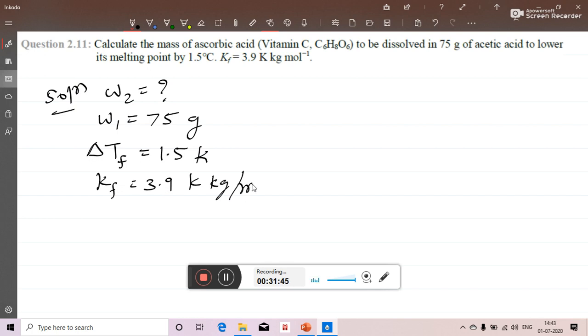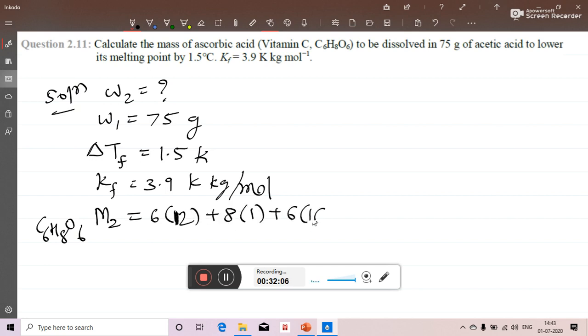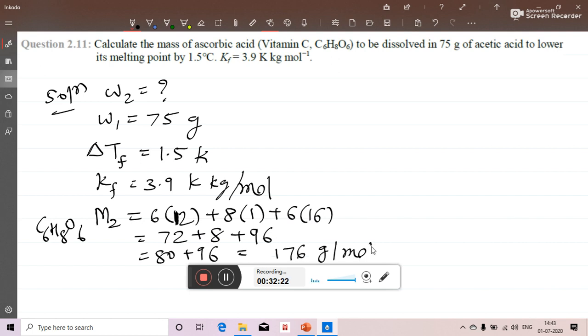We have to find out mass of ascorbic acid and molar mass of ascorbic acid. So formula is C6H8O6. So it will be 6 times 12 plus 8 times 1 plus 6 times 16. So it is equal to 72 plus 8 plus 96. So that is equal to 80 plus 96. So that is equal to 176 gram per mole. So that is the molar mass of ascorbic acid.